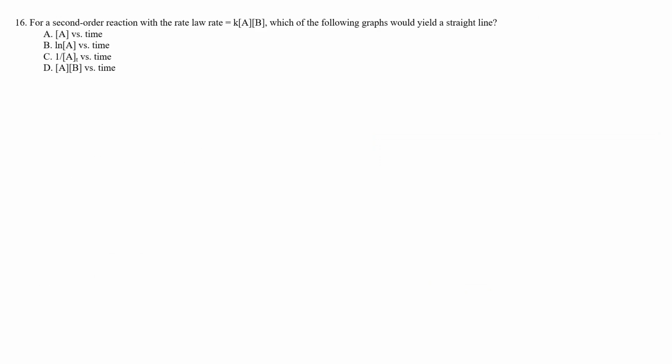Question number 16. For a second order reaction with the rate law, rate is equal to rate constant times A concentration times B concentration, which of the following graphs would yield a straight line? There are four answers given: A concentration versus time, or ln A concentration versus time, or 1 over A concentration versus time, or A times B concentration versus time.